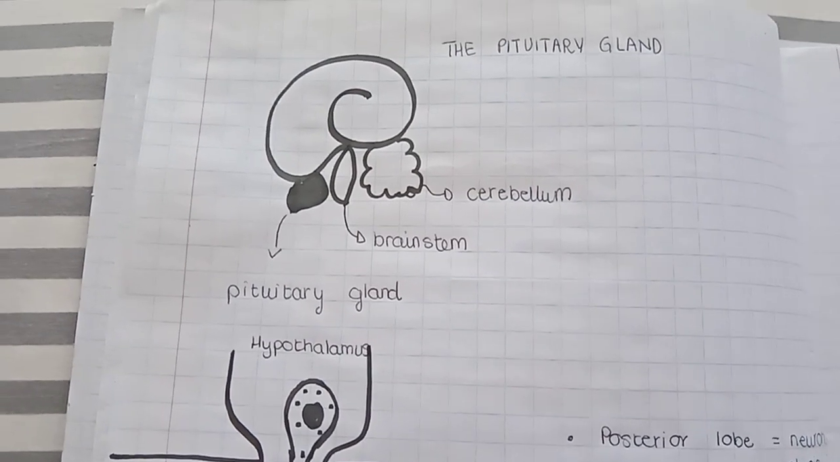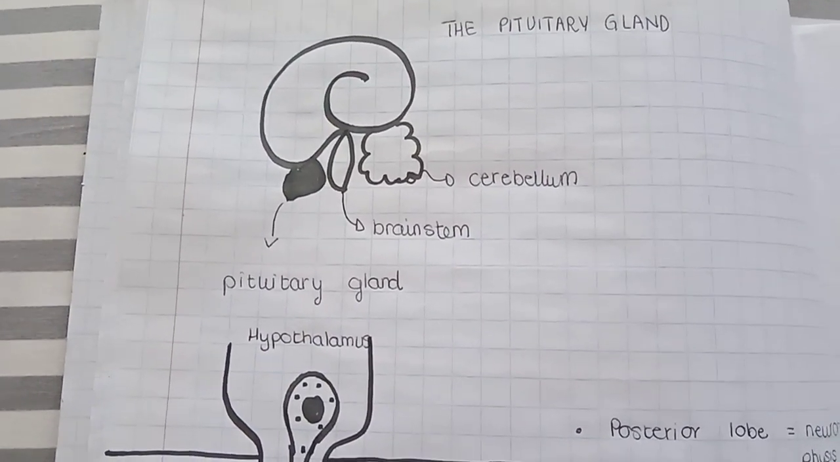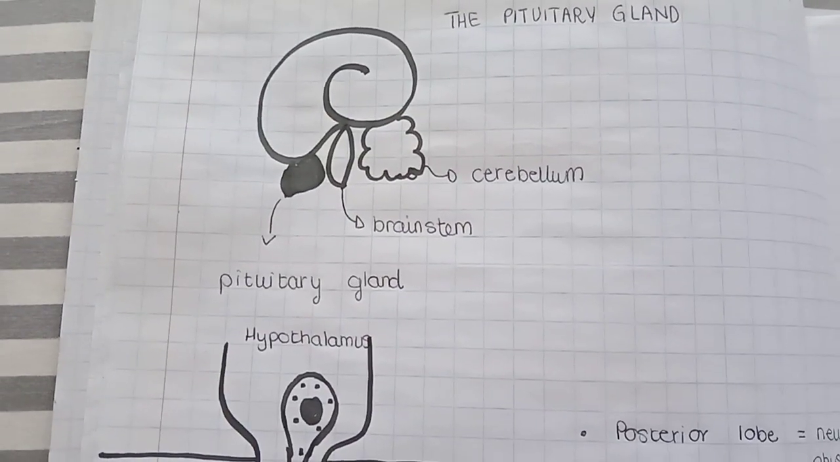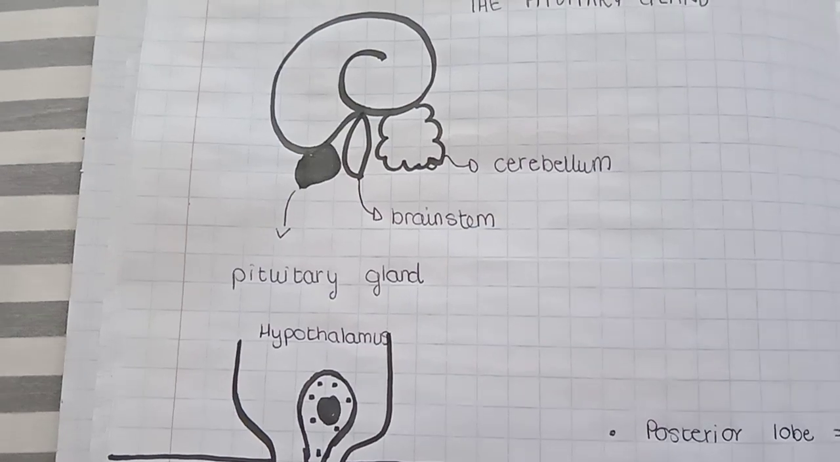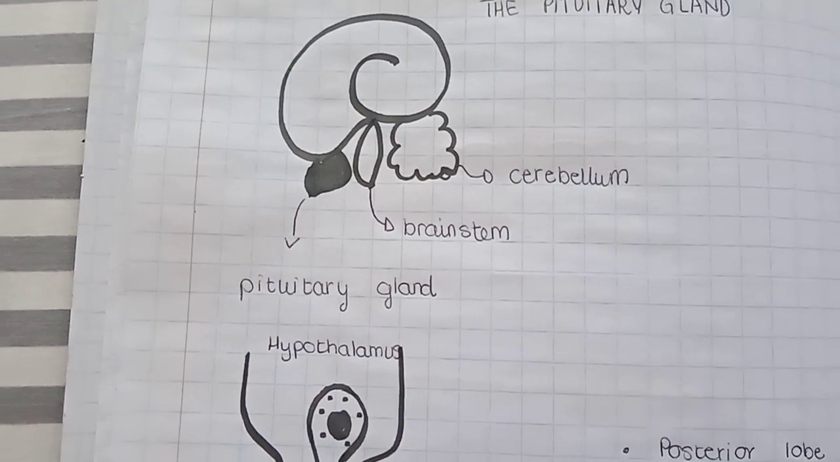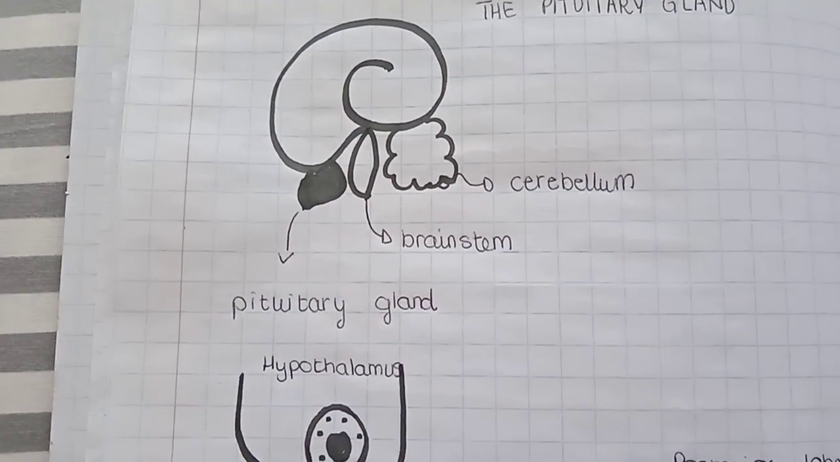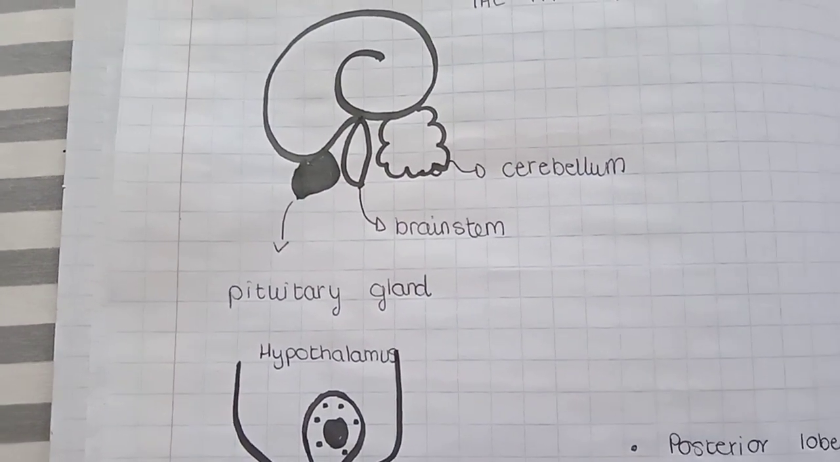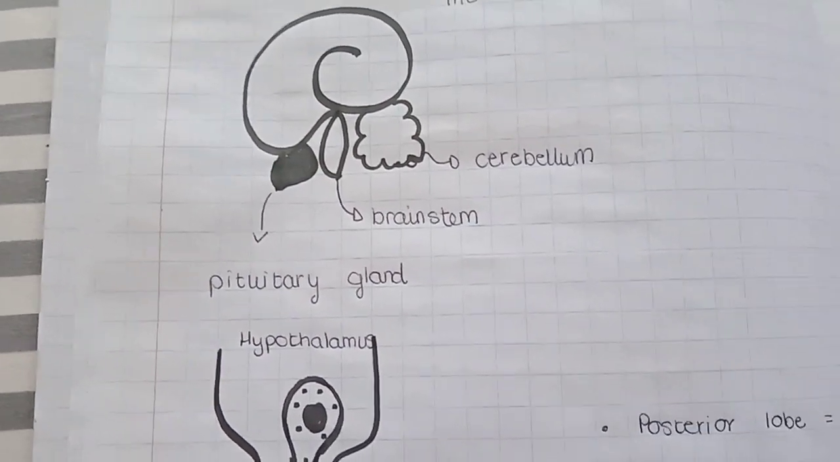So today what I'm going to be doing is discussing the pituitary gland with you guys, and today I've got two drawings prepared and some summary notes. I'll be explaining the points in detail. Today with the pituitary gland, I'm going to explain its functions and the two important hormones it secretes inside the human body, namely ADH and oxytocin.